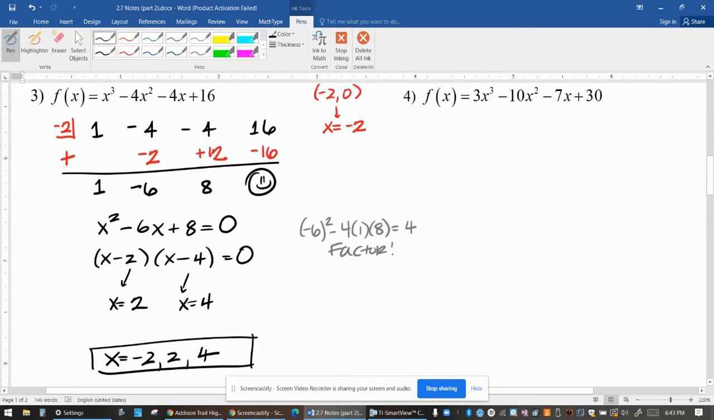Okay, when you're ready, go ahead and type number 4 into your graphing calculator. You're always more than welcome to use the table. Just be aware that sometimes the zeros are fractions and fractions don't pop up on the table.